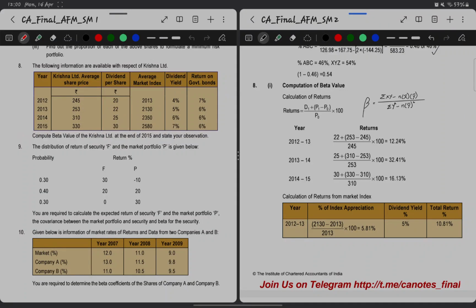Hi CA students, let's revise CFN and AFM Chapter 6 Portfolio Management Practical Question 8.